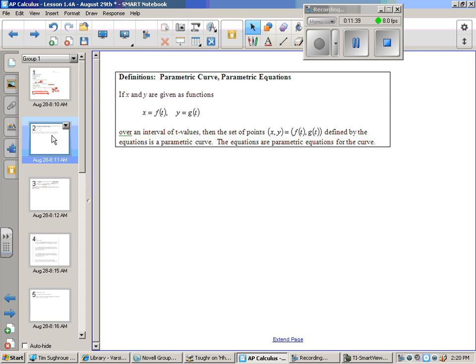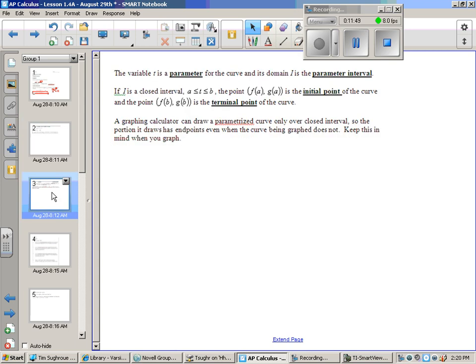So the picture itself is called the parametric curve. The equations for x and y are called the parametric equations. So we know terminology. Next, this is very important. The variable t is called a parameter. That's how you read this. It's called a parameter for the curve, and its domain I is called the parameter interval.